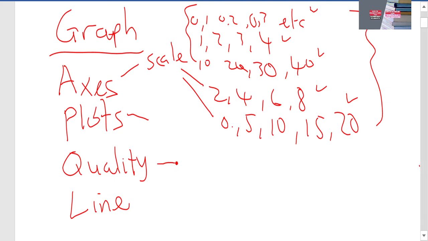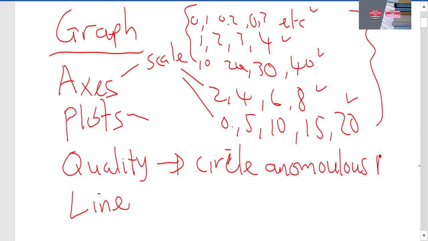Then the quality. Now, in the quality, we look at the closeness of your values to the line of best fit. So suppose you've got an anomalous point, you need to circle it. So all anomalous points should be circled, like this, so that you don't lose this mark of the quality.